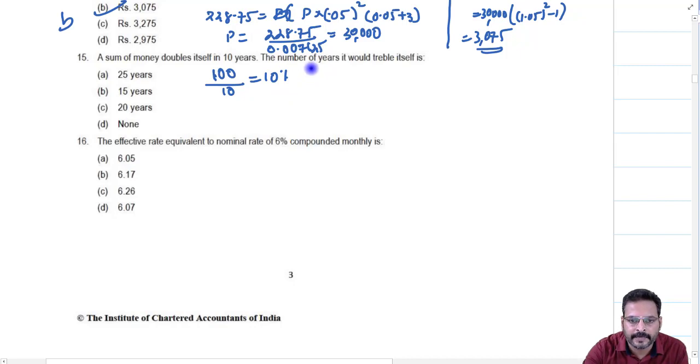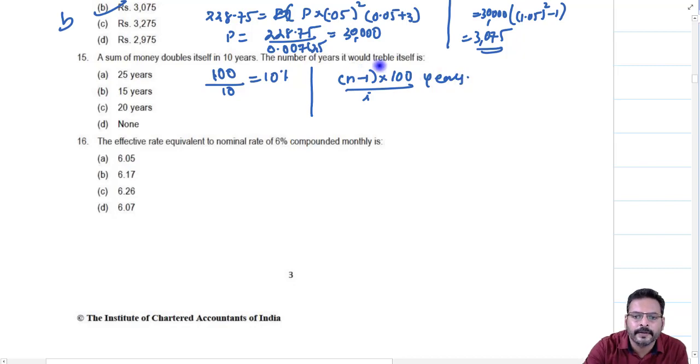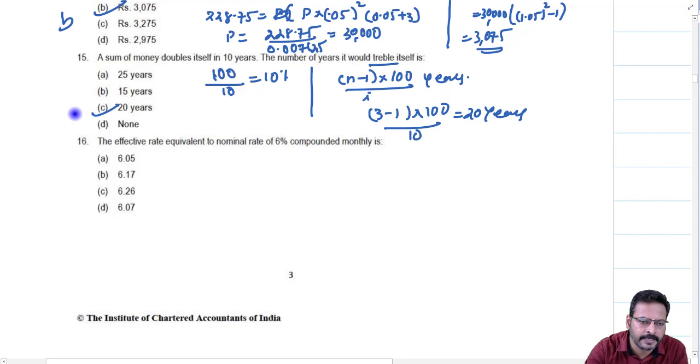Okay. Then a sum will become n times in (n minus 1) into 100 divided by I years. So here the sum will be tripled, that means 3 times: (3 minus 1) into 100 divided by 10. So we know that equals 20 years. Otherwise we have to compute, and if we are computing the normal way, we have to first of all find out the interest rate using the direct method.